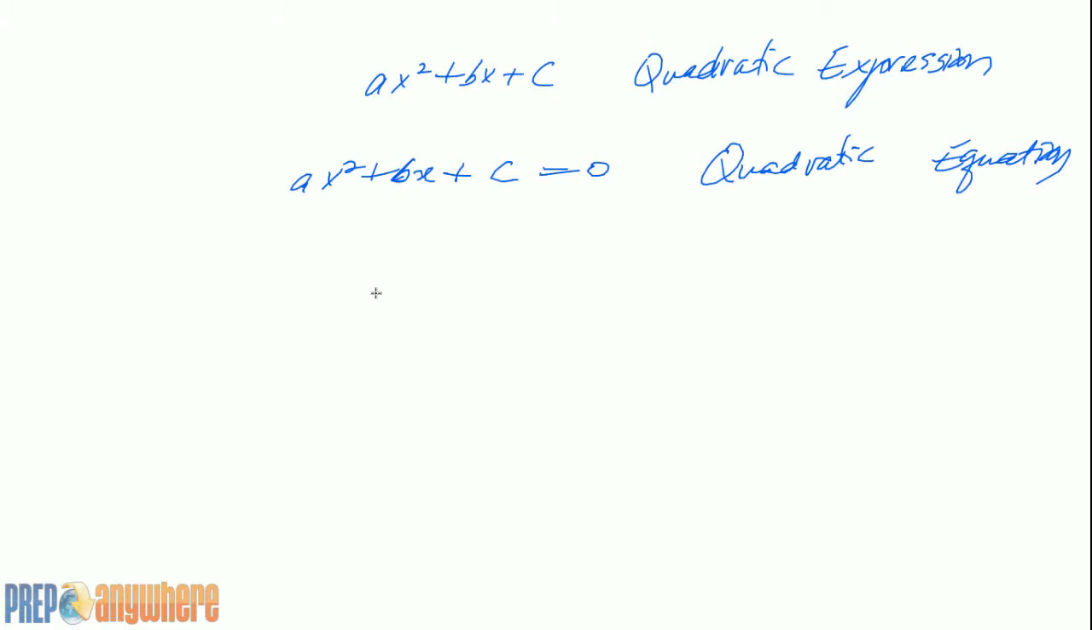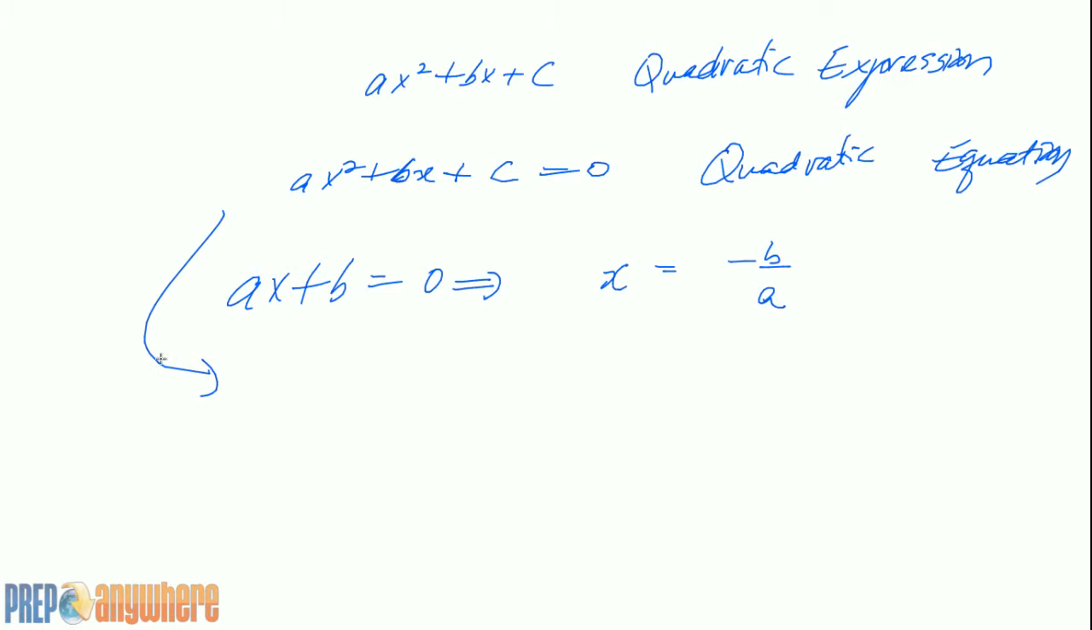Okay. Now, let me ask you a question. Does a quadratic equation always have an answer? So, no. What about this? What about ax plus b is equal to 0? This is a linear equation. Does this always have a solution? Yes. It's always minus b over a.